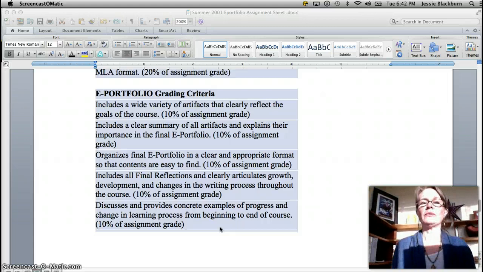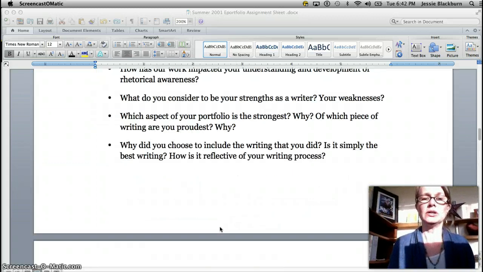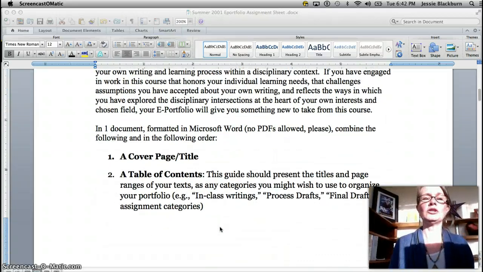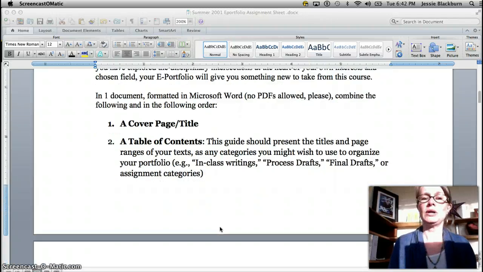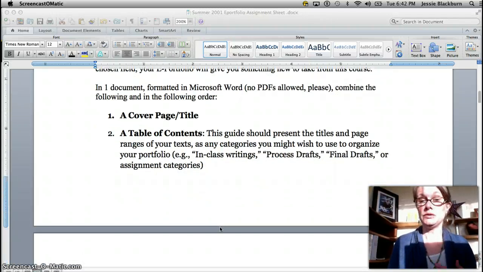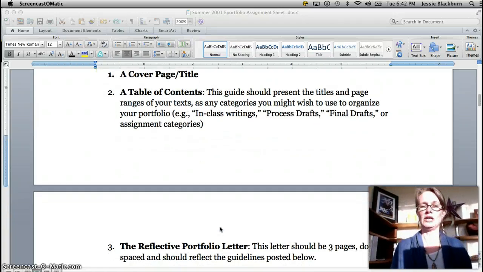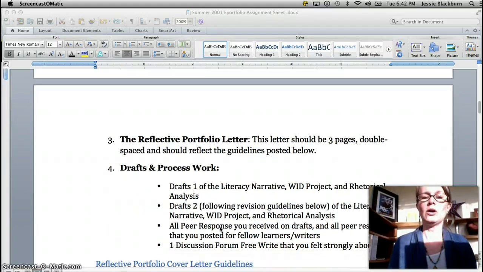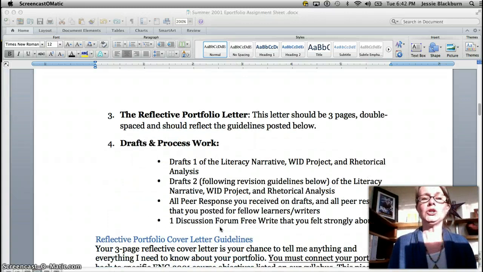So one thing I want to mention about the ePortfolio is the order in which it is compiled. So if you go back up here, you want to make sure you start with your cover page. Then you want to make sure you have your table of contents, and that should tell me, the reader, the order in which you organized things and the general page ranges for those texts. The cover letter should go after that table of contents, and then all of your drafts and process work should follow. You should have the works cited or the reference page with the paper that it belongs to.